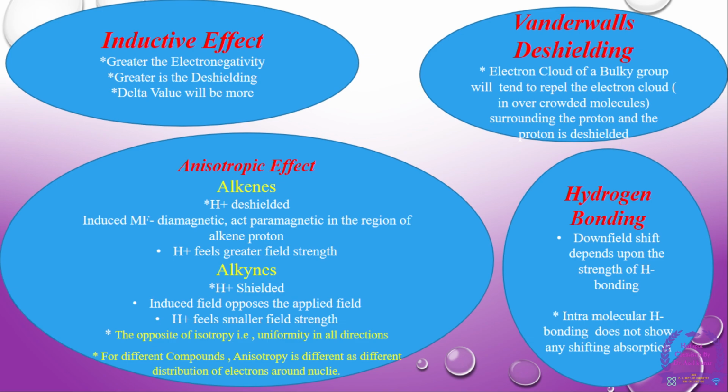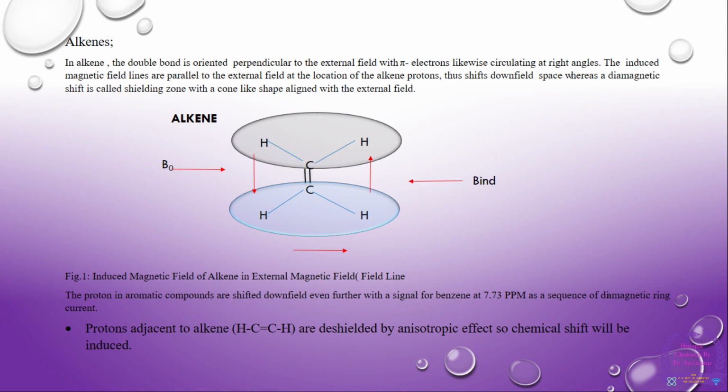In anisotropic effect, it is the opposite of isotropy, that is uniformity in all directions. For different compounds, anisotropy is different as different distribution of electron clouds around nuclei. Whereas in case of hydrogen bonding, downfield shift depends upon the strength of hydrogen bonding. Intramolecular hydrogen bonding does not show any shifting absorption. This will be clear by taking the example of alkenes.